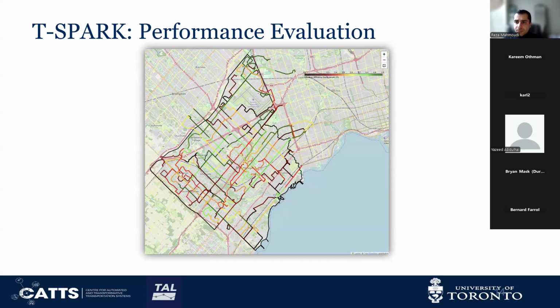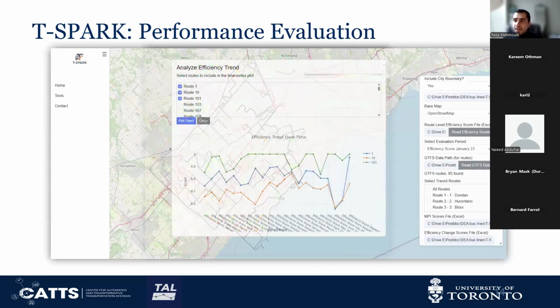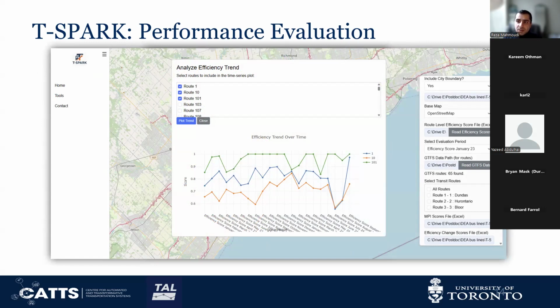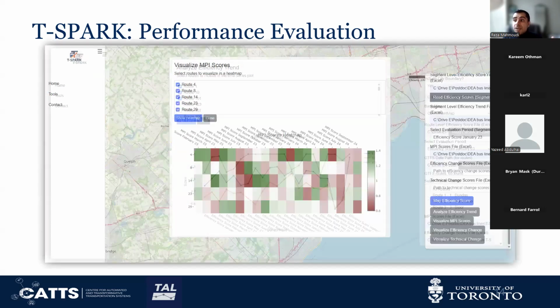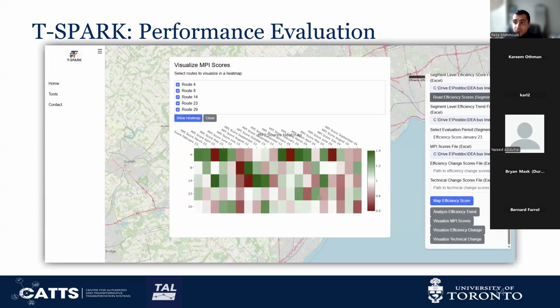a specific operation period. We can use this tool to analyze the fluctuations in the performance of a transit route during an operation period. Or we can use this tool to see the actual, or what I call fake, positive or negative changes in the performance of a transit route in a specific time period, and the reason for those fluctuations, for those fake or real fluctuations in the performance of transit routes.